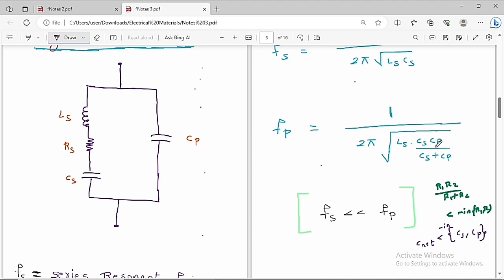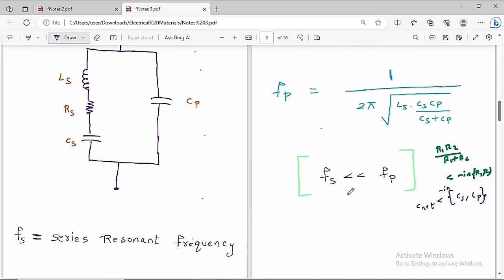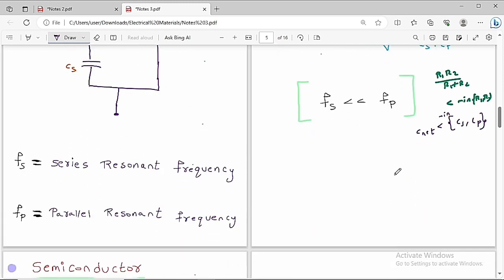So because of this, what is going to happen? This denominator will be very, very less, because this value is lesser compared to that value. So the ratio will be very, very higher. That is the reason FP will be greater than FS, or you can say FS is less than FP. So the second resonant frequency will always be lesser than the other resonant frequency in the case of the crystal oscillator.